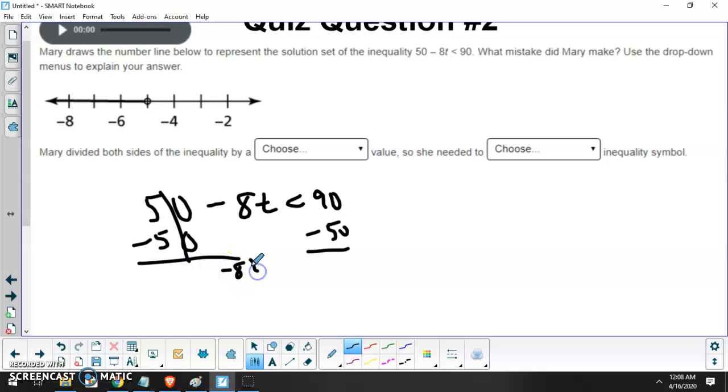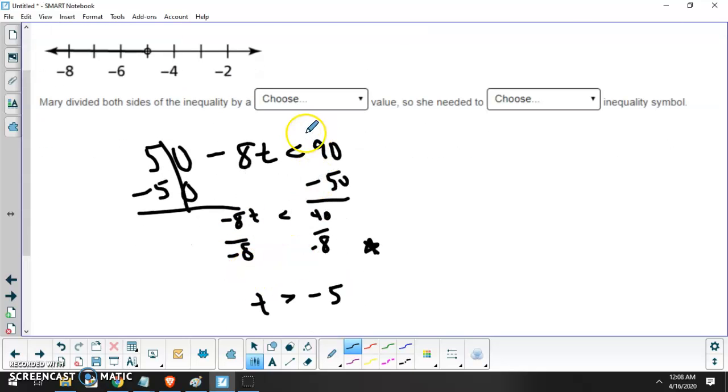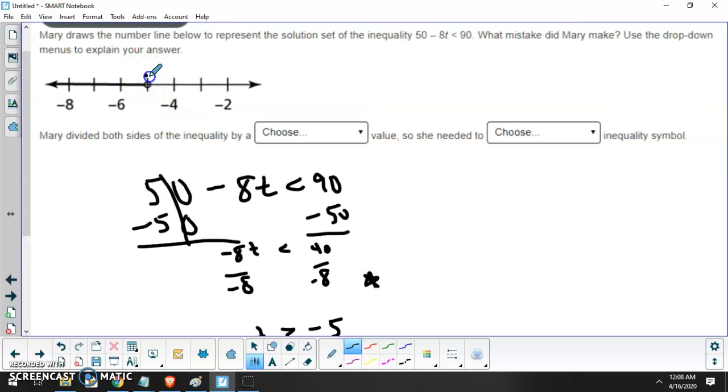All right, bring down the negative 8t. So you have negative 8t is less than 40, like so. All right, and then now is where people will make a mistake. Okay, so to undo negative 8, you divide by negative 8. All right, remember though, when you solve an inequality, you need to flip the inequality sign when you're dividing by a negative on both sides like we did right here. So you got to flip it around. So t is greater than negative 5. So she forgot to flip the inequality sign around. So this is pointing the wrong way. The solutions should be more than negative 5, not less than negative 5.